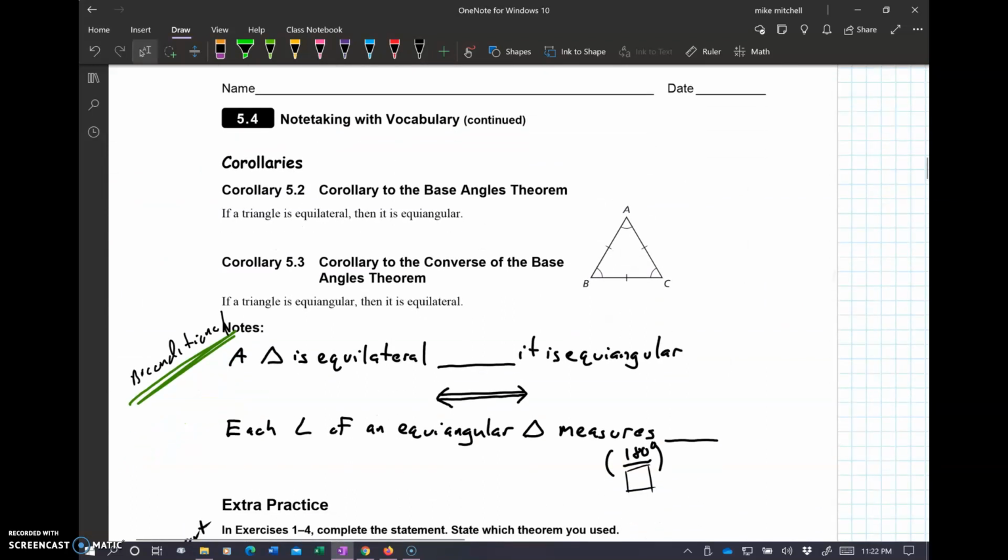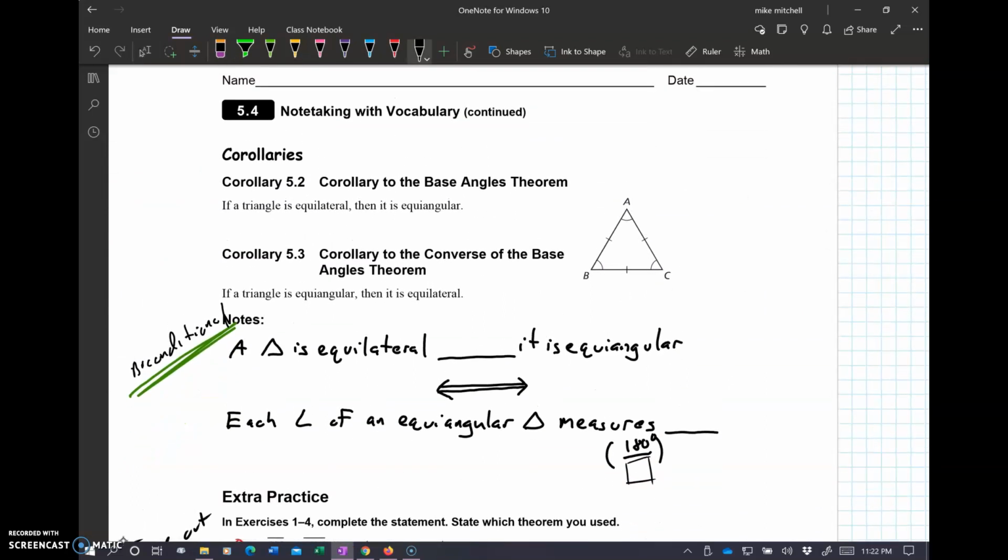Corollary to the base angle theorem. If a triangle is equilateral, it's also equiangular. So if you're given this, it implies this. This is our converse of that. If it's equiangular, it's also equilateral. This means we have a biconditional statement.